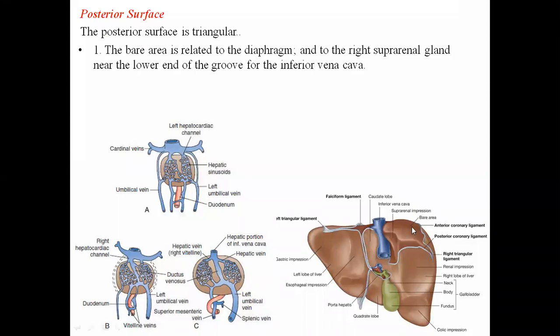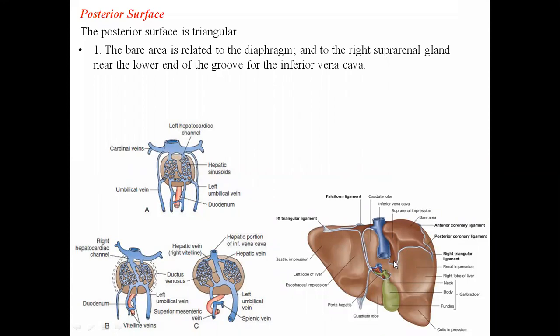So this area, as I already mentioned, is related to the diaphragm because the liver and the diaphragm are very close with each other in this area, and also to the right suprarenal gland. So the suprarenal gland is also related to this area. This is the area for the right kidney. The right kidney is related here. Above the right kidney, there is a small gland called the suprarenal gland. So from the kidney, the gland is projected in this way.